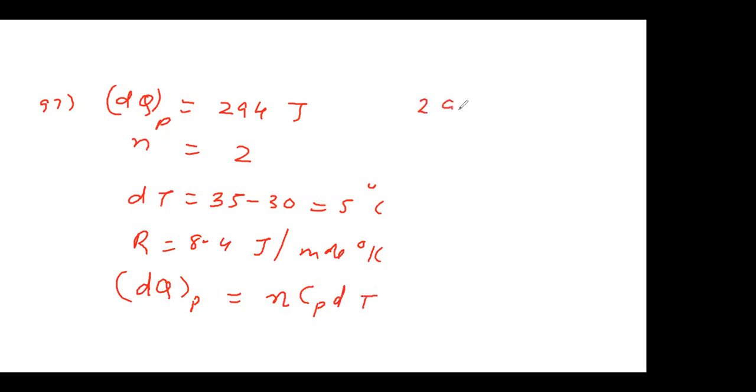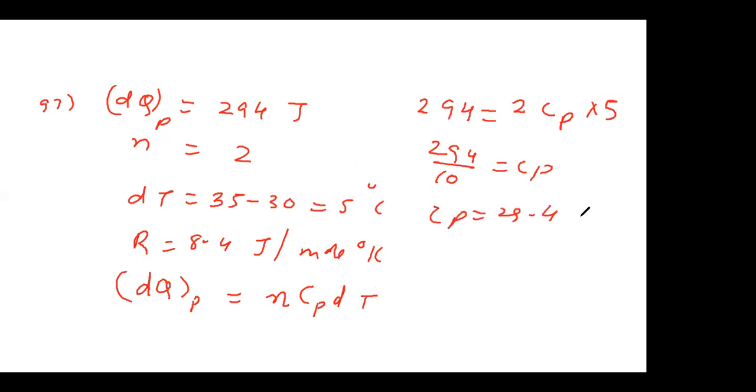So 294 is heat, number of moles is 2, Cp I don't know, dt is given as 5. Therefore 294 upon 10 equals Cp. So Cp equals 29.4 joules per mole Kelvin. That is option number C. C is the option. Write down the solution.